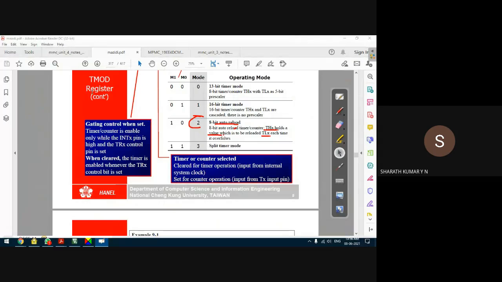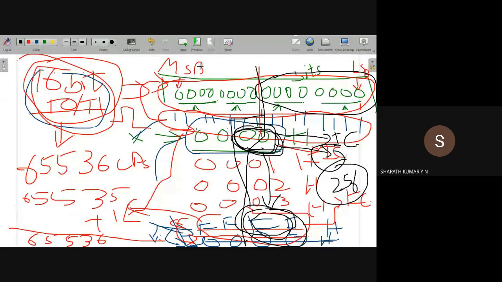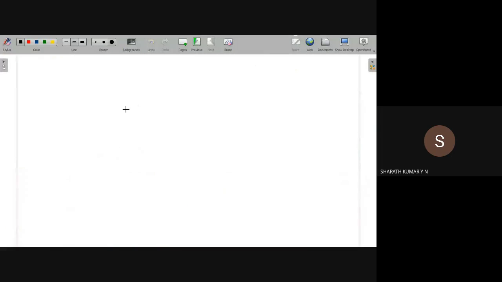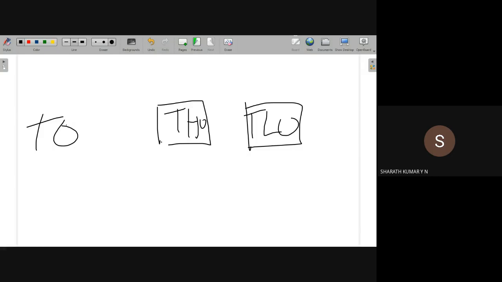That is done in a mode 2 operation, where the initial count is always loaded to the upper byte of the timer, whereas the lower byte of the timer is used to count the clock pulses. Because only 8 bits are used, the maximum number of clock pulses we can count is only 256, and the initial value will be automatically loaded from the upper byte to the lower byte of the timer. Let us say, for example, we are using timer 0, and this is TH0, and next we have TL0, the lower byte of the timer.